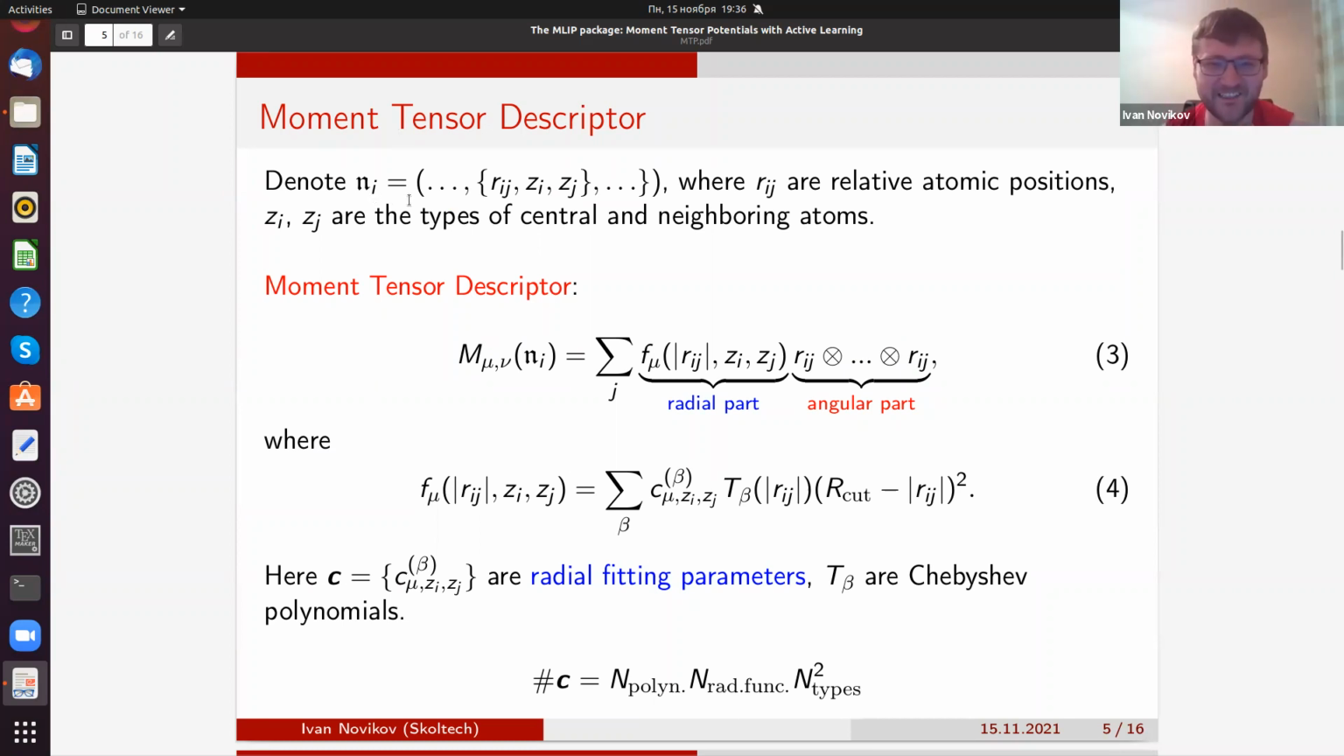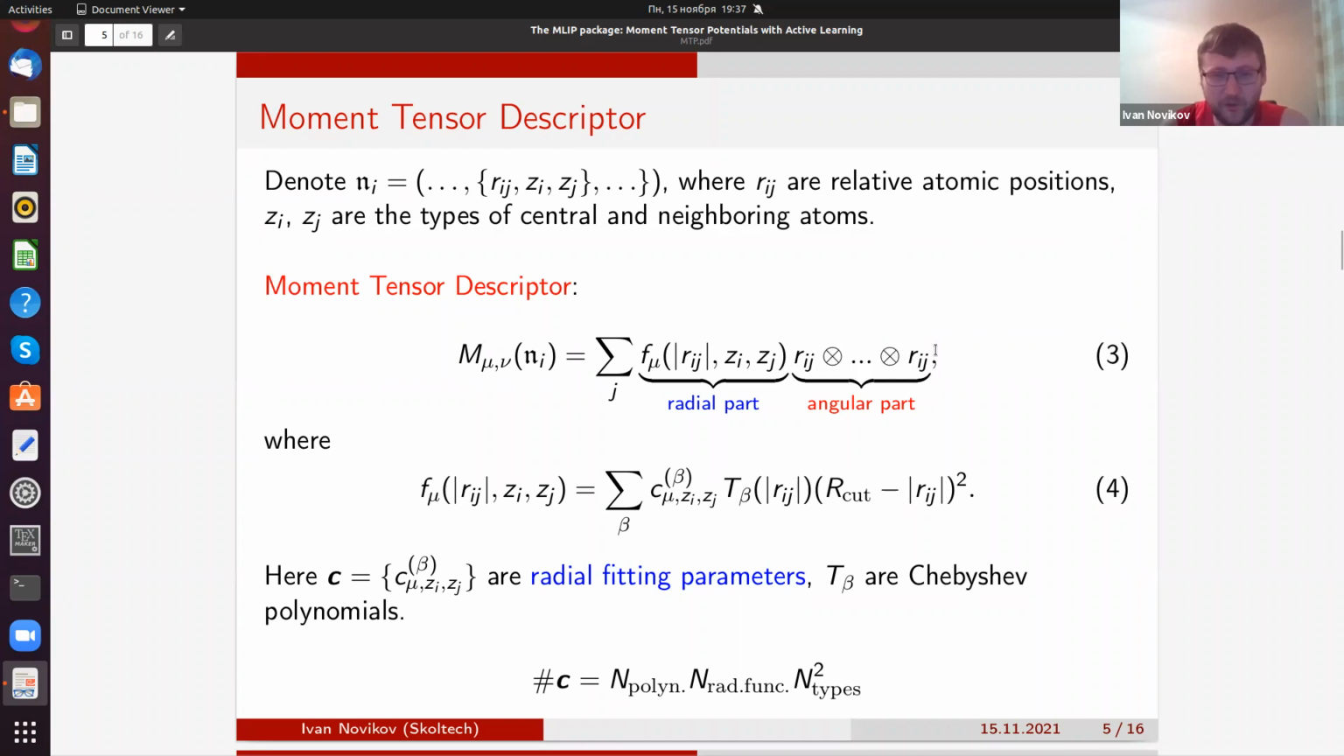First, some notation: denote the atomic neighborhood like this. We will need relative atomic positions and atomic types of the central atom and neighboring atoms. And what is the moment tensor descriptor? It is a sum over all neighbors of a product of a radial part, f mu, and an angular part, where this symbol is the outer product. So we multiply the relative positions nu times.